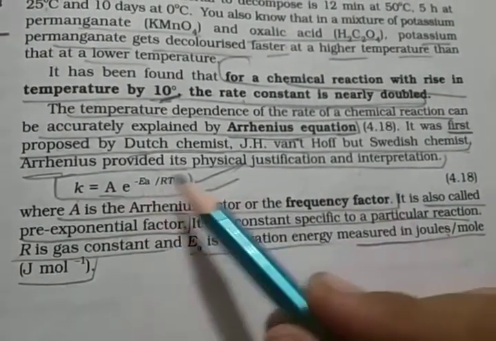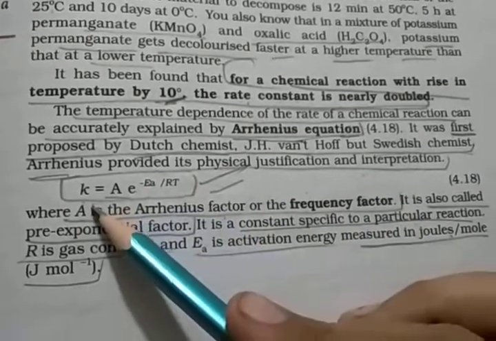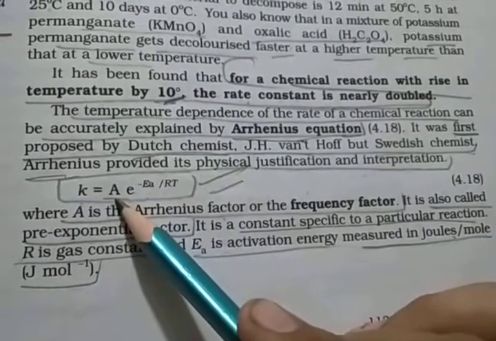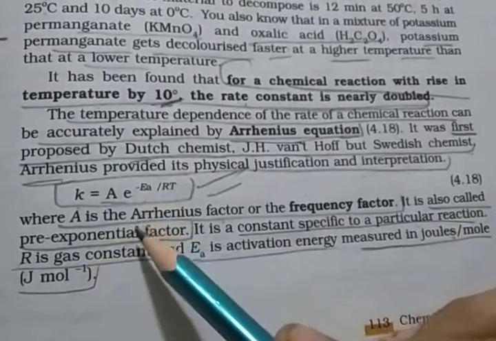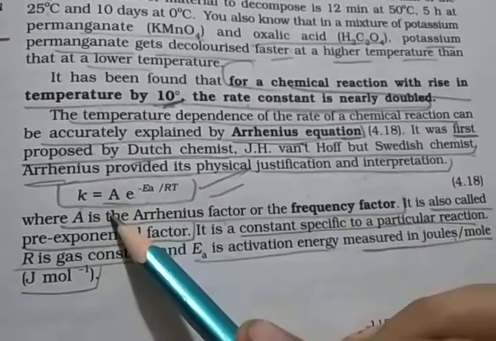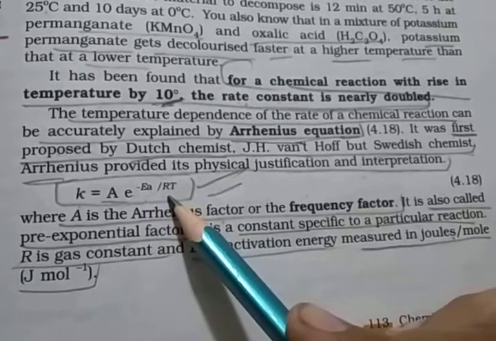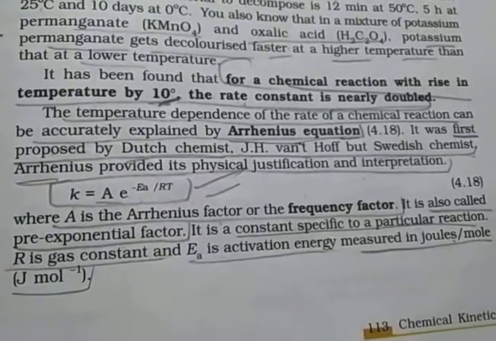Arrhenius provided a physical justification and interpretation with the Arrhenius equation: K is equal to A e to the power minus Ea upon RT. A is the Arrhenius factor, frequency factor, or pre-exponential factor, a constant specific to a particular reaction. R is the gas constant, and Ea is the activation energy measured in joules per mole.